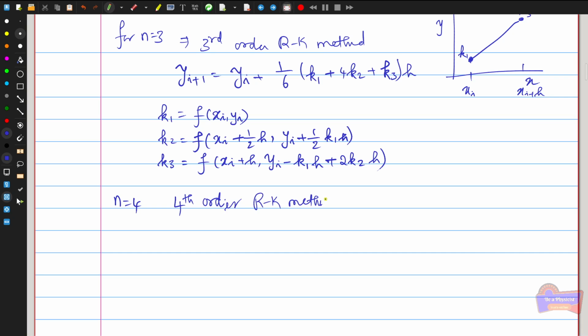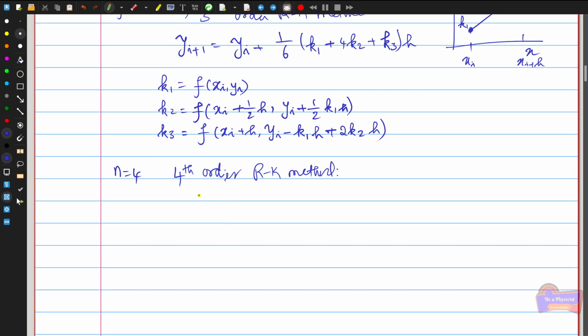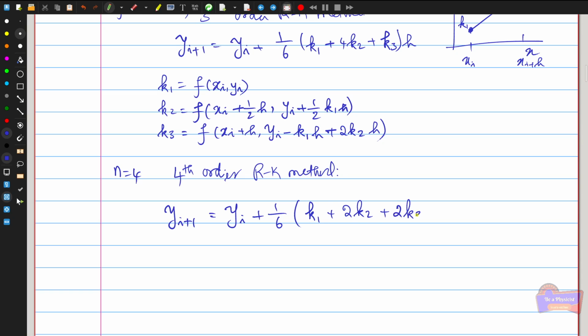The fourth order Runge-Kutta method is one of the famous RK methods, which is still used to solve differential equations. This fourth order Runge-Kutta method is a commonly used method, called the classical Runge-Kutta method. The equation is y of i plus 1 equal to y of i plus 1 by 6 times k1 plus 2 k2 plus 2 k3 plus k4, times h.